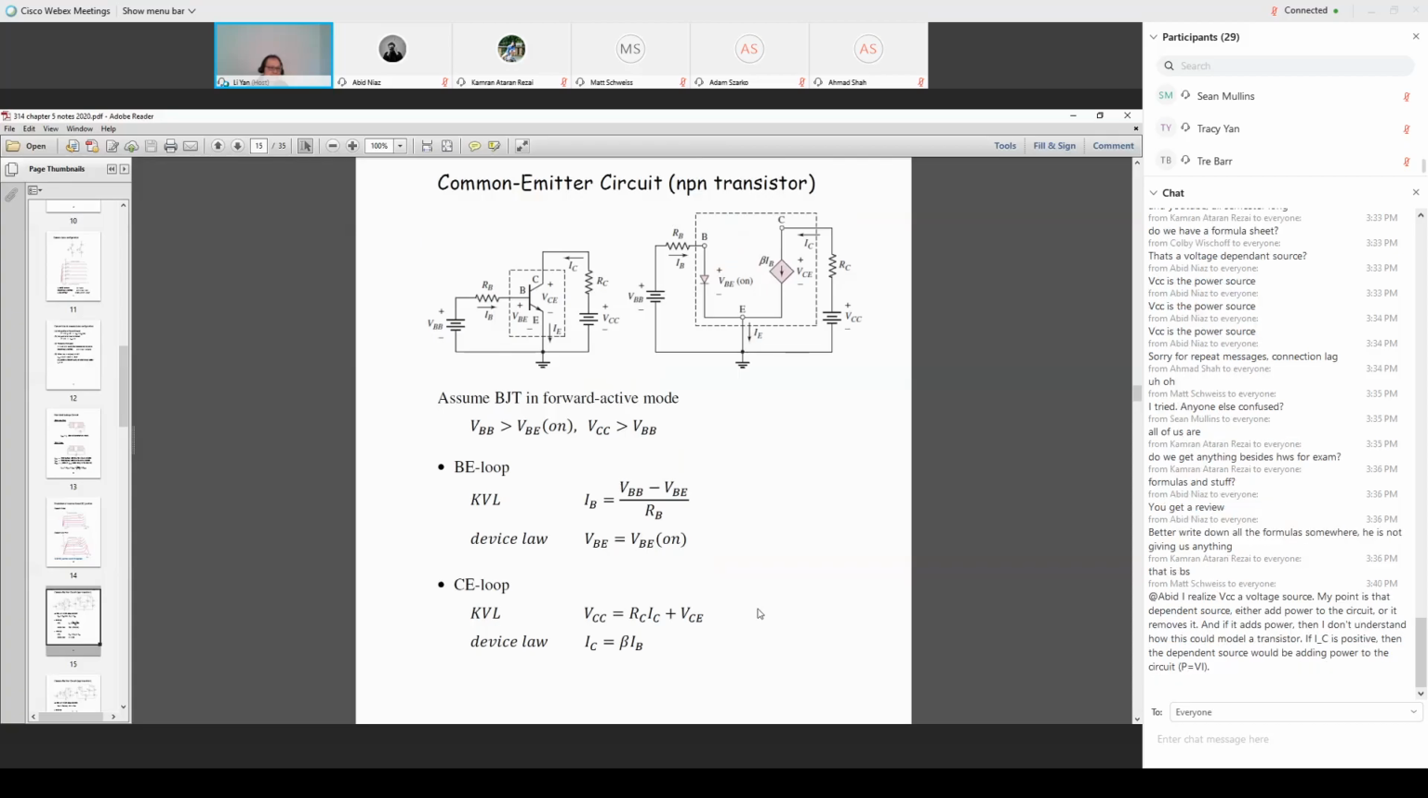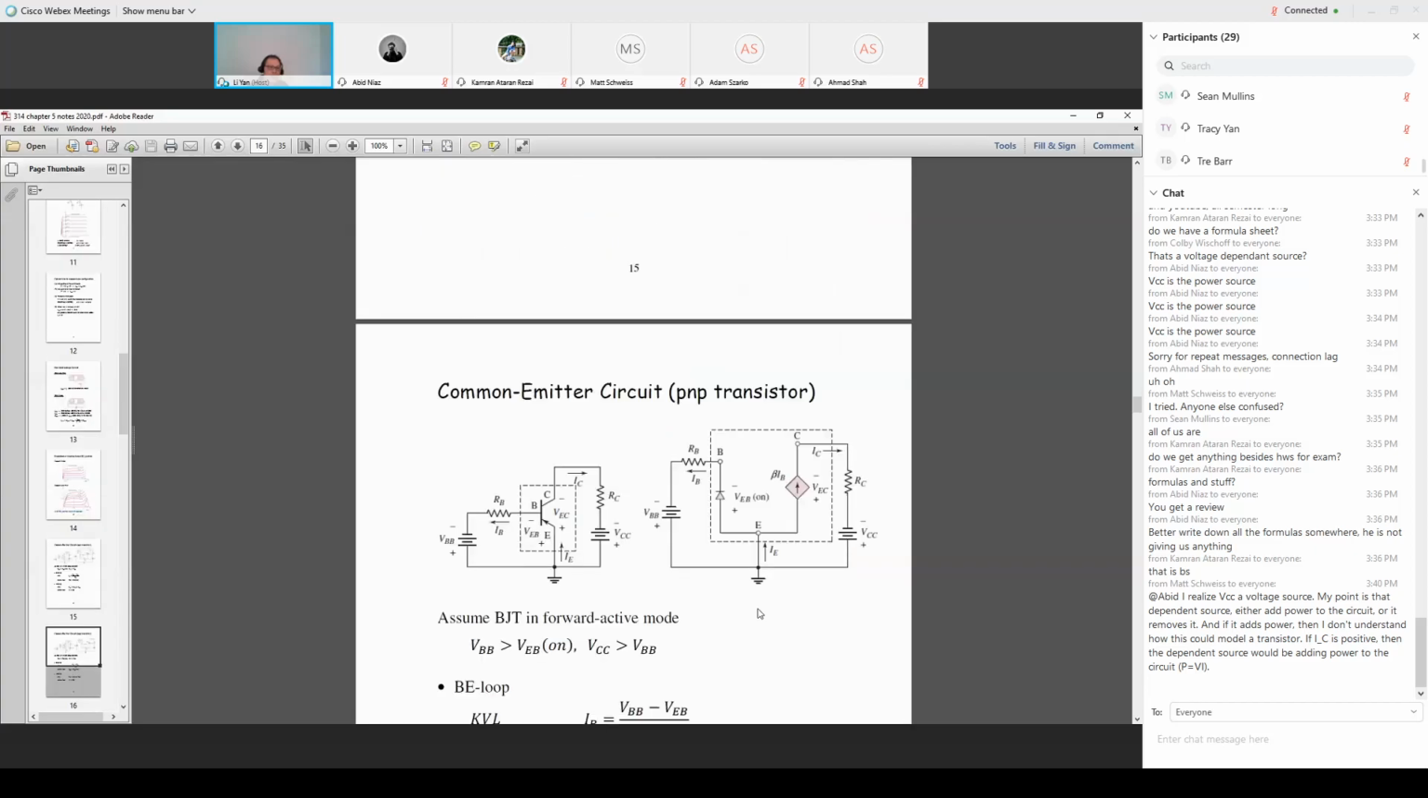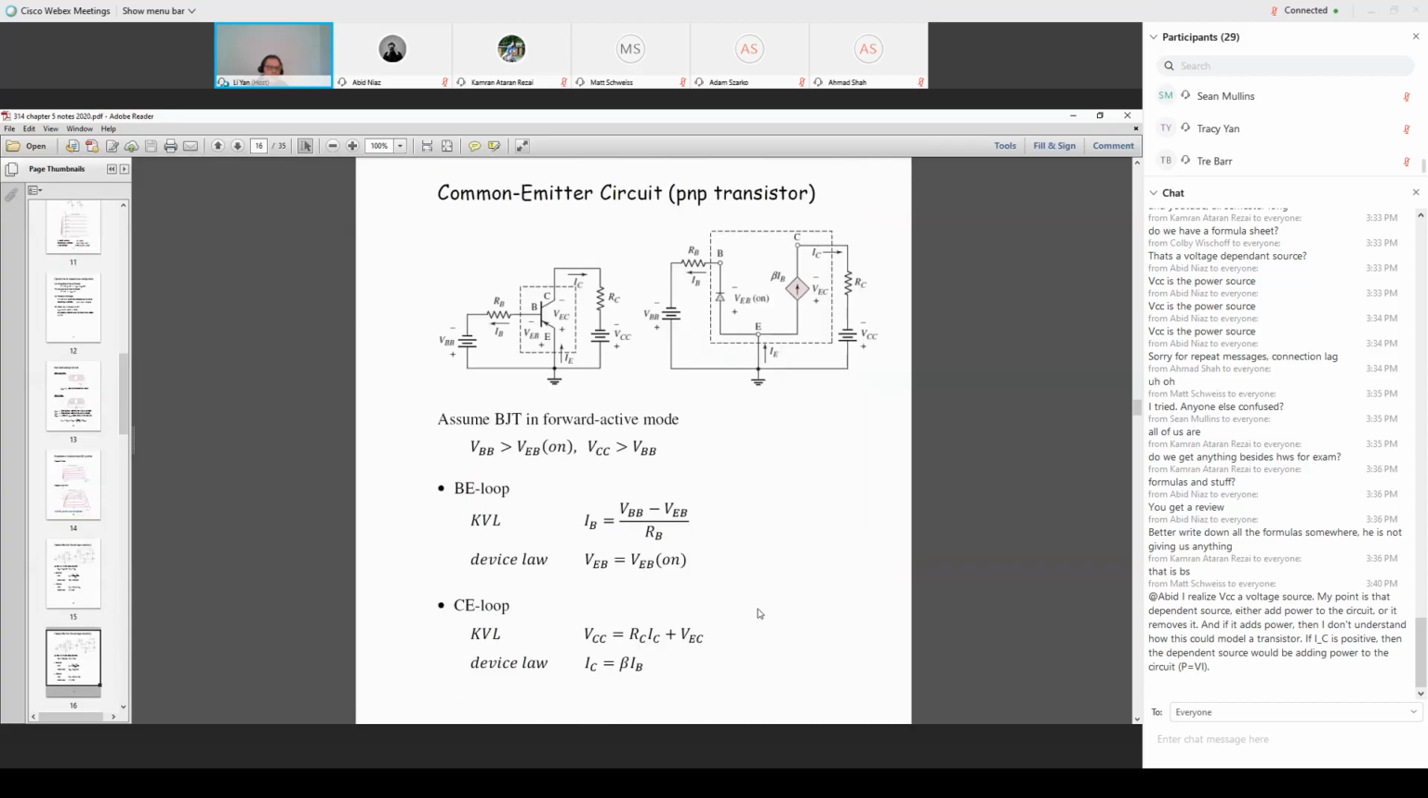So this example is using the NPN transistor. And what happens if I use a PNP transistor? So the left-hand side is just a simple exchange of external power supply voltage: flip the polarity and the direction of current changes.